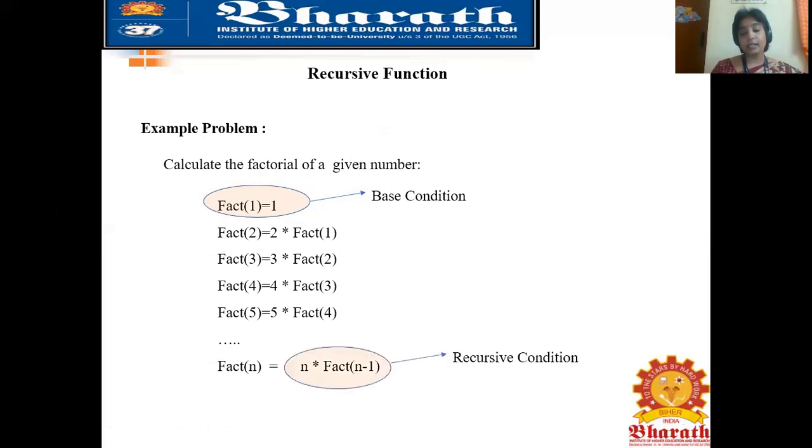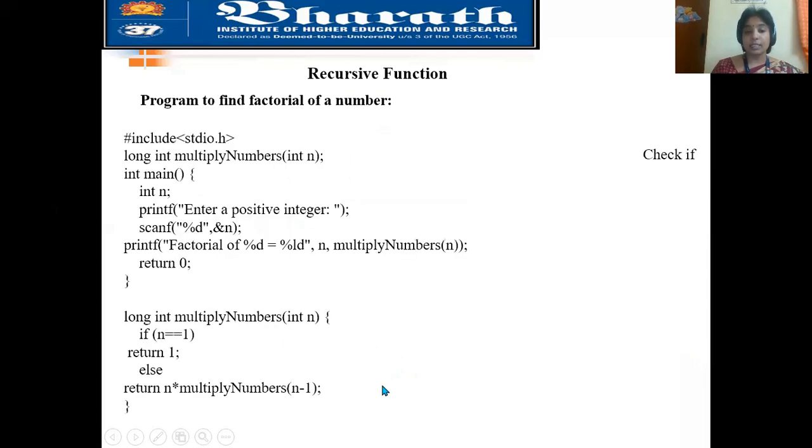The second condition, as I told you, the recursive condition, is n star fact of n minus 1. This condition has to be repeated. That is, we need to repeatedly call this function inside another function when this condition is satisfied. So let us see the program for the recursive function.